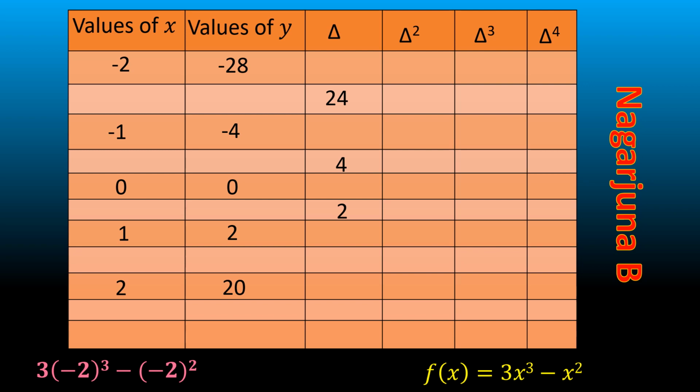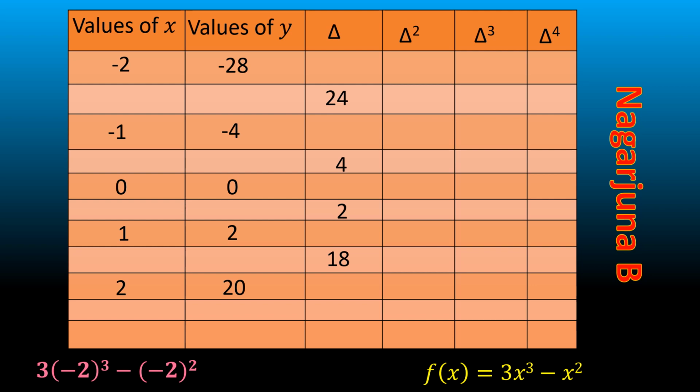The next delta value, 20 minus 2, is 18. So this one you need to write in between the values of 20 and 2, in between the values of y in the row 20 and 2. In that one the middle row is there. In the next column, that is in the first difference column, delta, you need to write 18. 20 minus 2, 18.